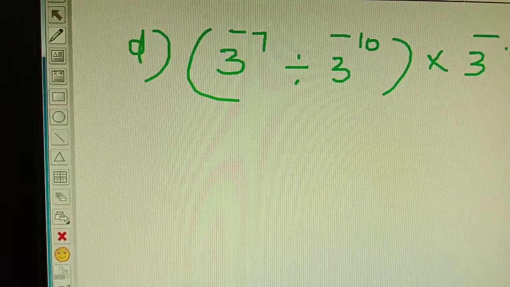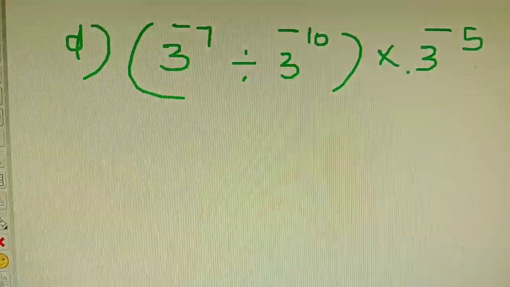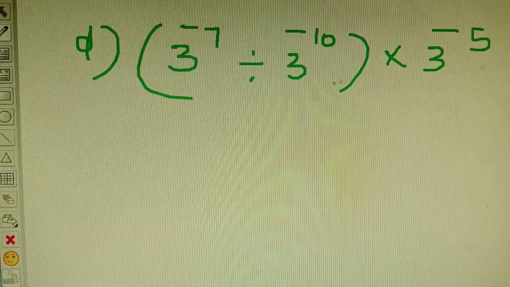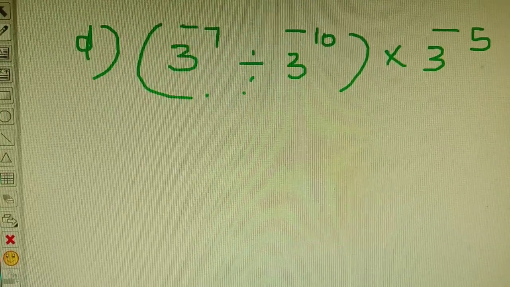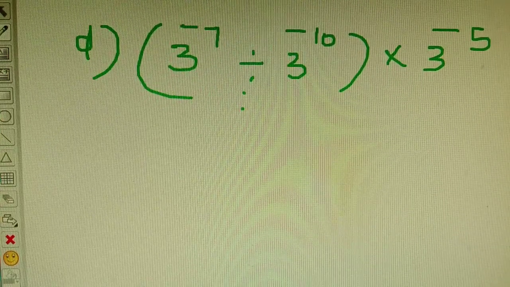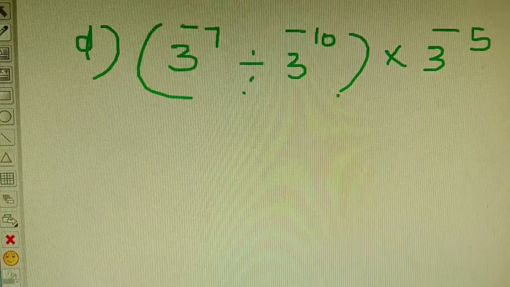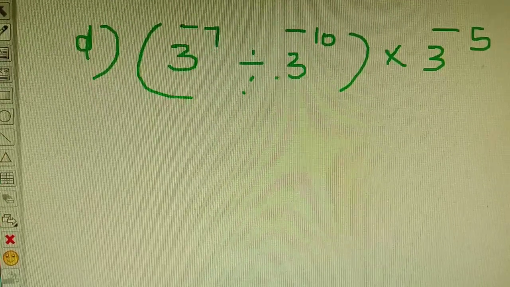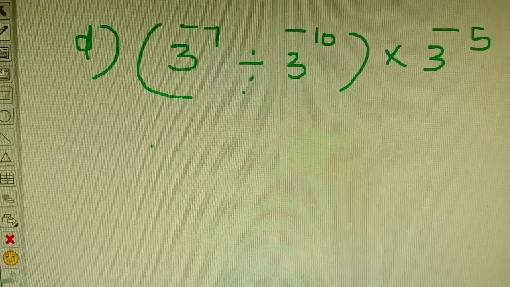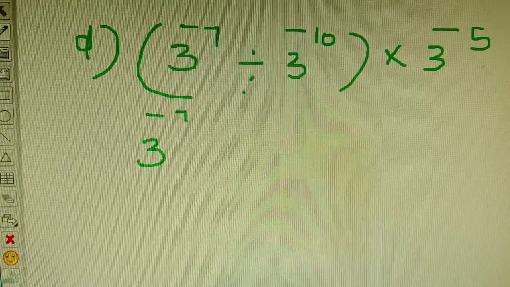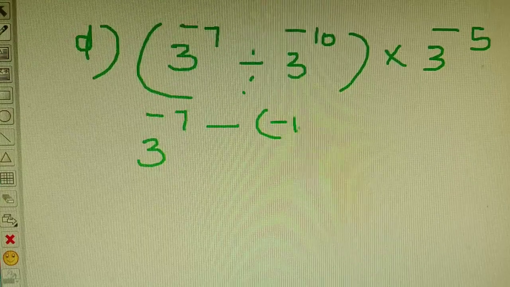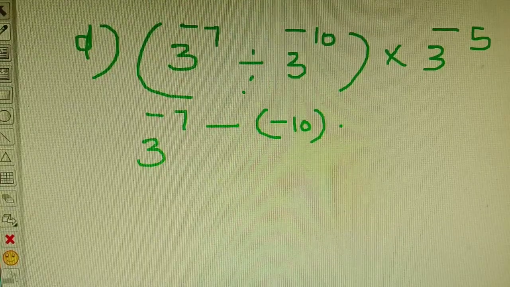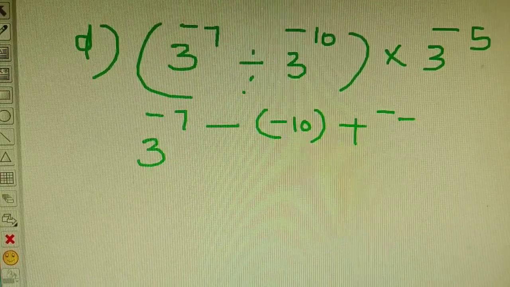Here we can see division and multiplication. So a to the power of m divided by a to the power of n, and the same way a to the power of m into a to the power of n, both are here. So first, 3 to the power of negative 7 divided by 3 to the power of negative 10 is written as 3 to the power of negative 7 minus negative 10. Next is into 3 to the power of negative 5, so there we can add plus negative 5.